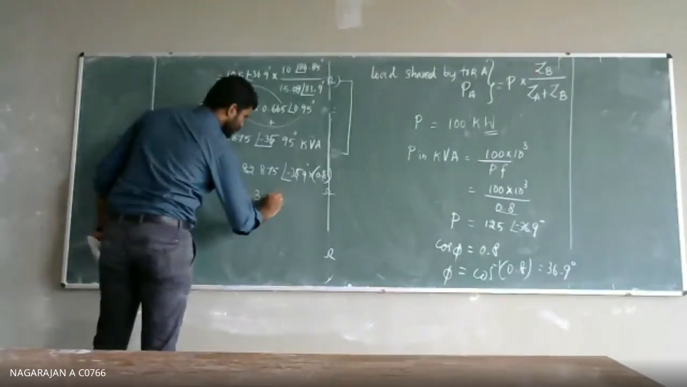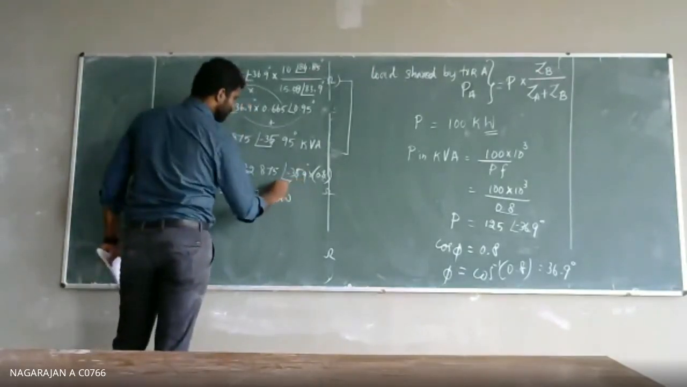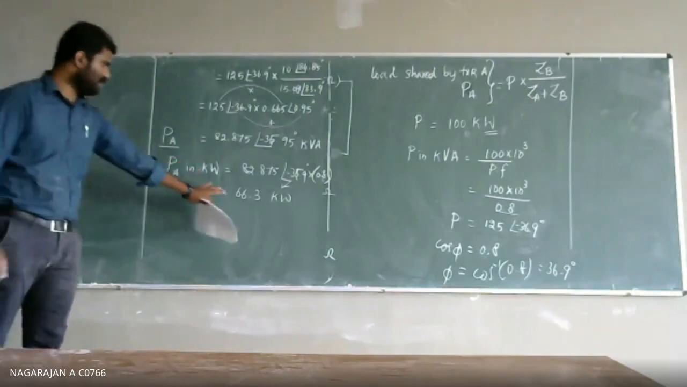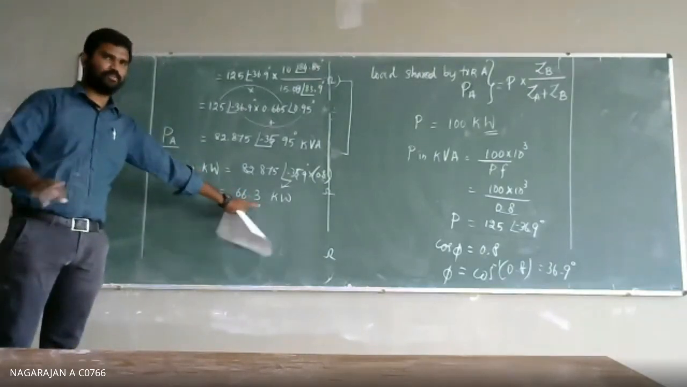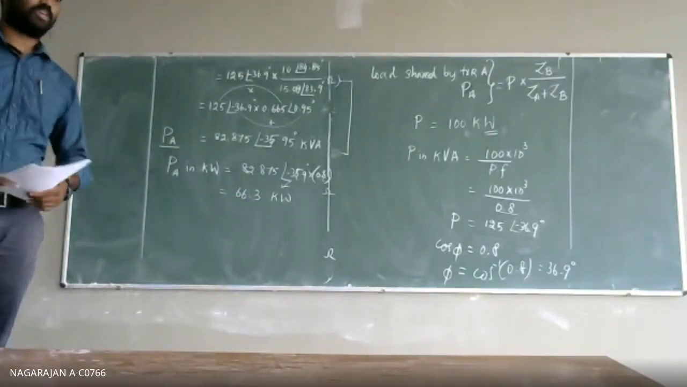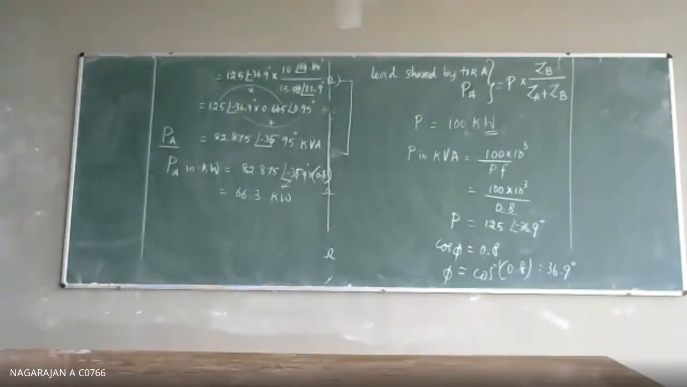So that is kilowatt and the angle is the same. You keep the angle as it is, minus 37. While writing the power shared, you don't need to mention the angle. Just put it as 66.3. Okay. In the same way, can you find out PB, the power shared by the second transformer?